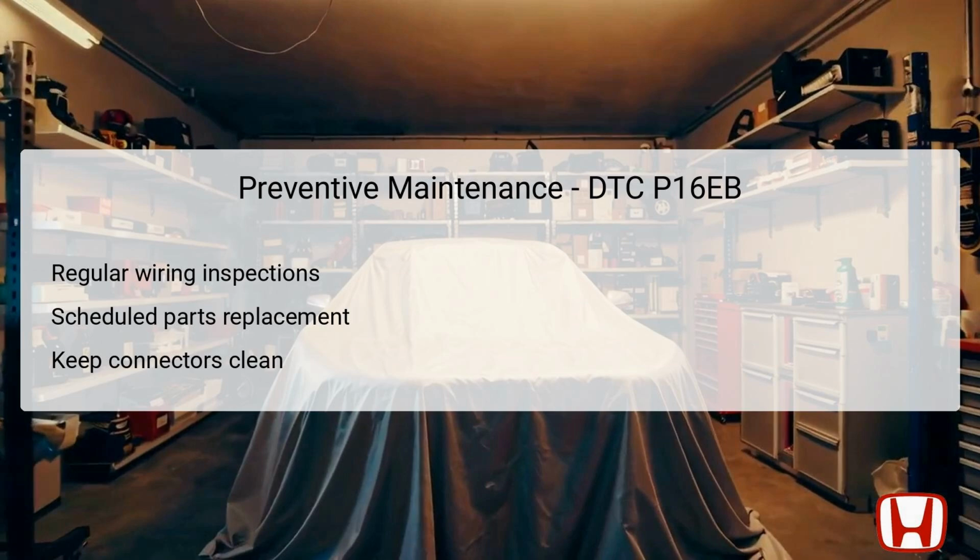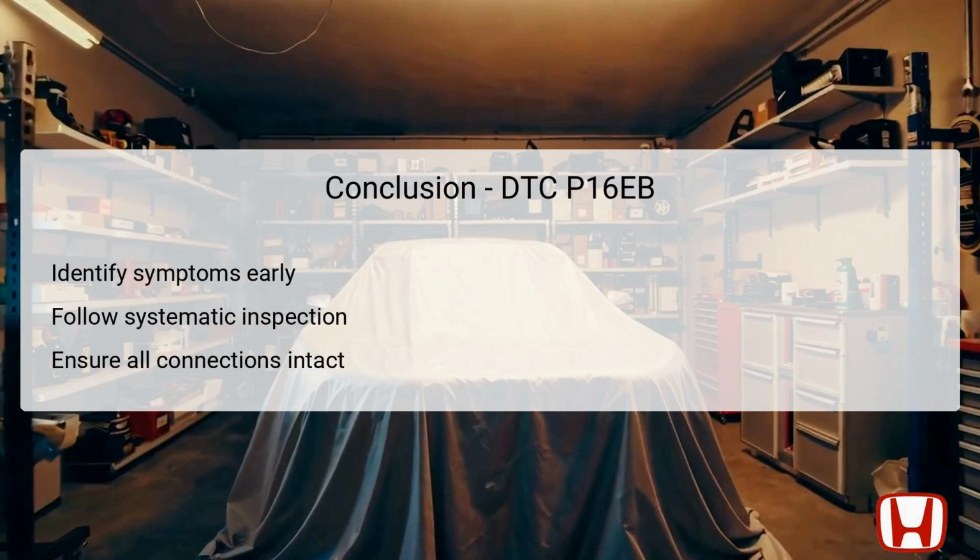Implementing these preventive measures not only helps in maintaining the domain's effective operation, but also keeps the vehicle in excellent condition. In conclusion, troubleshooting DTC P16EB requires a systematic approach to accurately diagnose the communication errors affecting the active exhaust system. Identifying symptoms early on allows for quicker diagnosis and resolution of issues, effectively enhancing vehicle performance. Following agreed-upon inspection methods helps narrow down the possible causes and aids in efficiently isolating the faulty component.